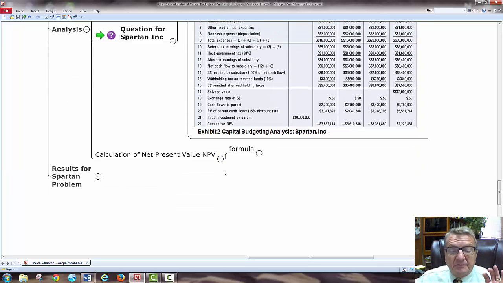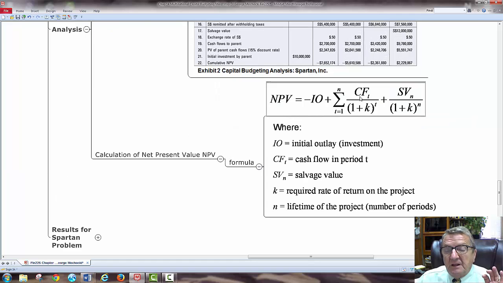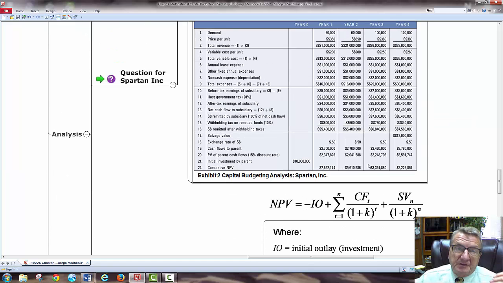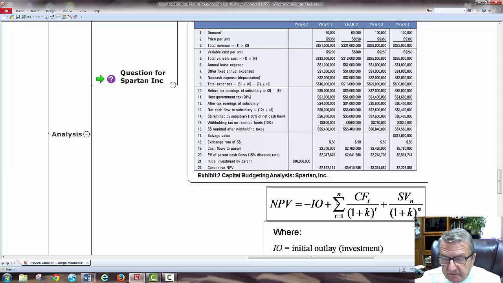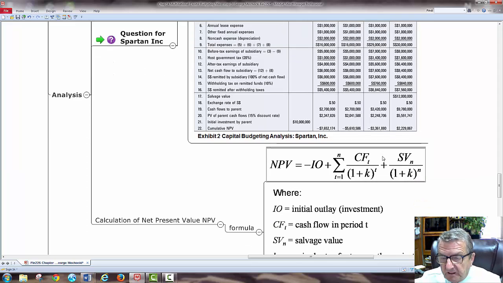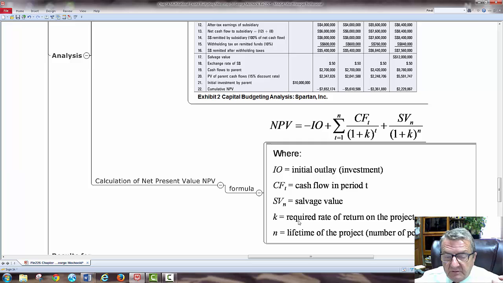Okay, calculation for net present value. Here's just a formula, and they have that in here. Like I said, there's an example in the book and I'm not going through it. The example in the book walks you step by step. That's the only way you're going to learn it. I could tell you 20 times, read it 50 times, unless you look at it and say, here's step 1, here's step 2, here's the net present value, plus 10, here's a summation, here's the time, cash flow, salvage value, 1 plus K. What do I have here? K, required rate of return for the project, N is my lifetime.